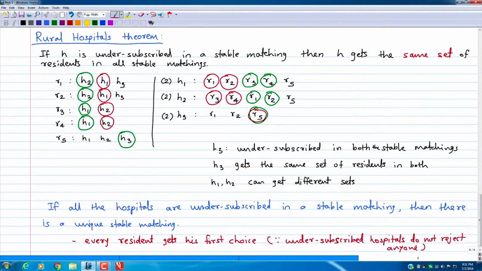Yes, so that is also another point to note, that this is one of the things which contrasts this many to one case from the one to one case. So in the one to one case, if there is a unique stable matching, that does not mean that every man gets his first choice. Even if there is a unique stable matching, there could be rejections.